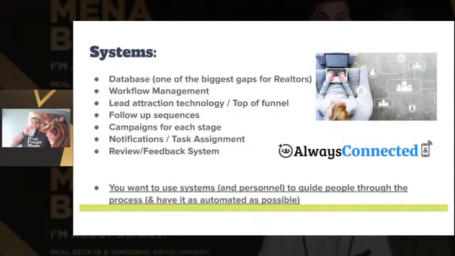Right? So again, these are just various systems that you need in your business to be very effective. Right? I'm not going to read the list for you again, but they're right there for you. And remember, you want to use systems and personnel to guide people through the process and have it as automated as possible.